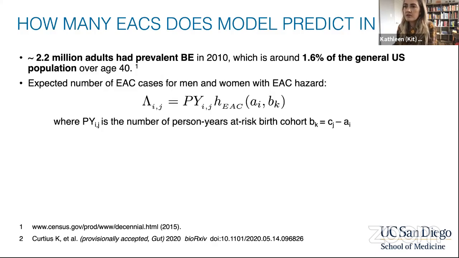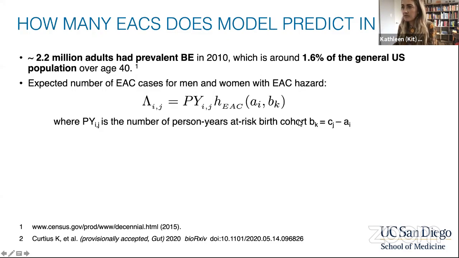And then we can compute with the model the expected number of EAC cases for men and women with the hazard function. So this lambda is the cumulative number of cases. This PY is the number of person years at risk, which you can get from the census data. And this H_EAC is the hazard function that you can write out from the model as an equation with age i and birth cohort k, where cj is the calendar year.